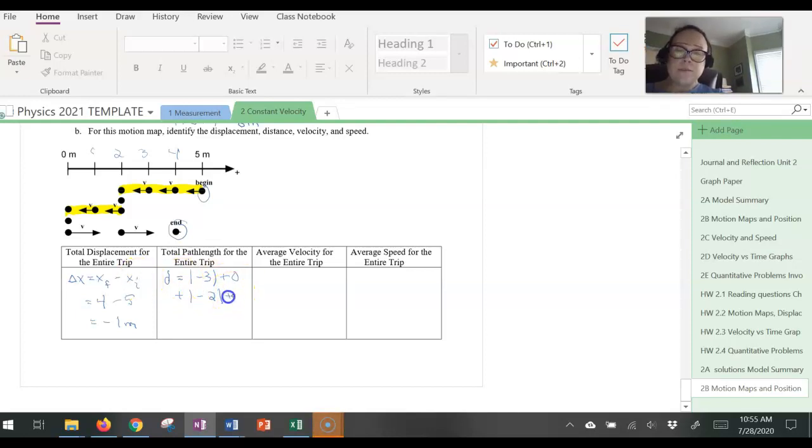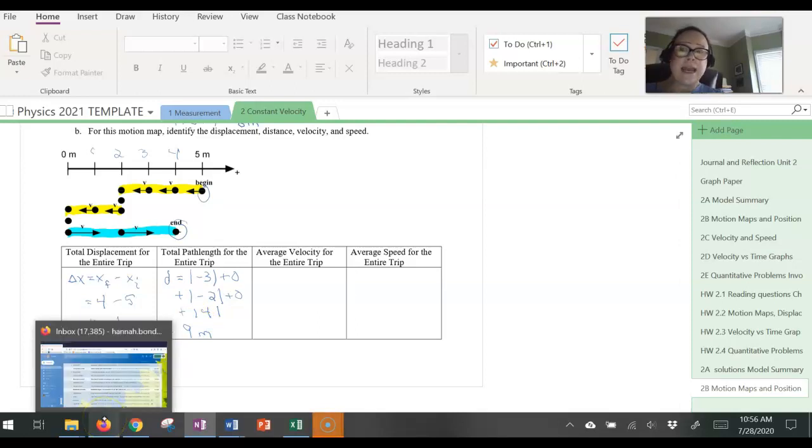It paused again, and then I had a displacement. It went from 0 to 4. So it moved 4 meters in the positive direction. That was a displacement of 4. So I add all of those up, and I get a total distance moved of 9 meters.